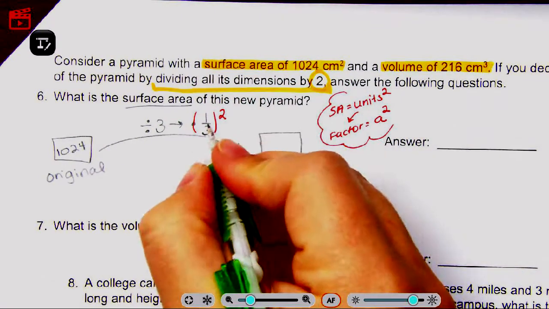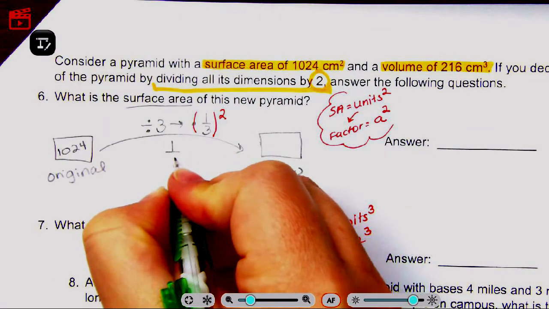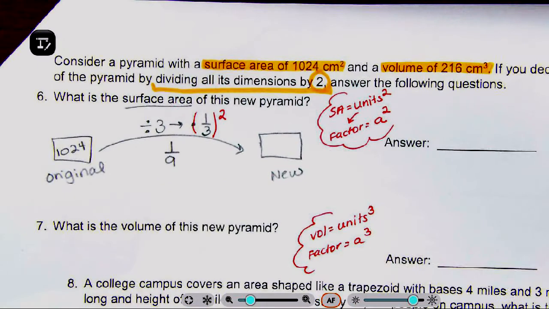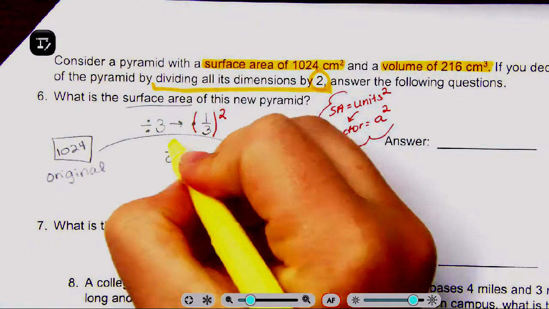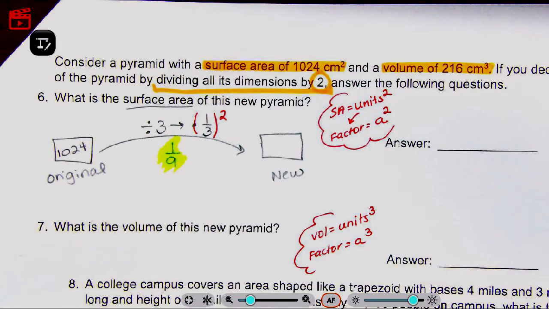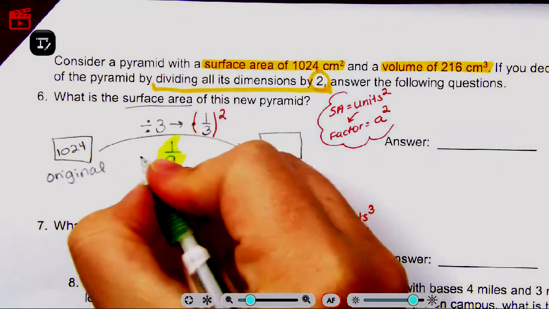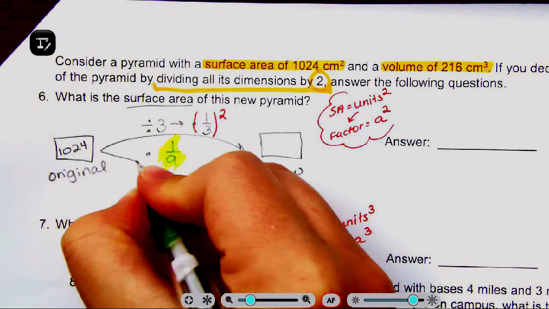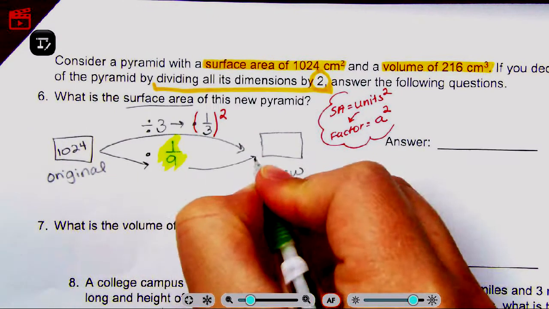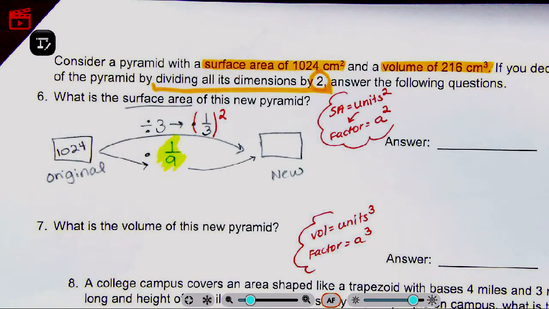So that means I have 1/3 times 1/3. That means I have 1/9. This here is your actual factor that you're going to be multiplying by. So what do you have? You have 1024 times 1/9, and that will give you your new answer. So 1024 times 1/9, or divided by 9, and that's equal to, hold on a second, my calculator's acting up.